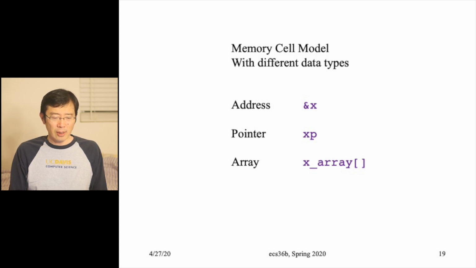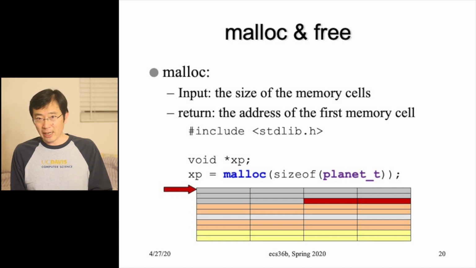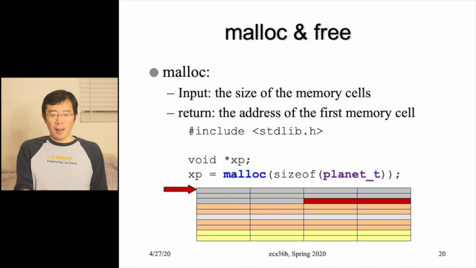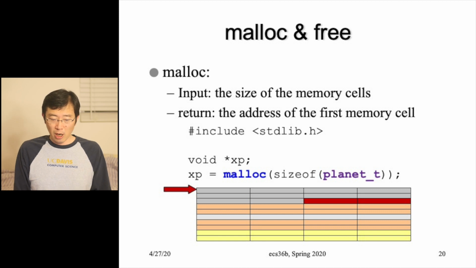All right, the other thing I do want to mention is that with this memory layout, we need to think about how to allocate the memory and how to release the memory. You have probably already heard about malloc and free, which help us allocate a chunk of memory, and the return is the address of the first byte.